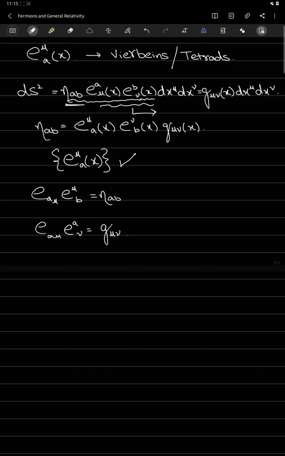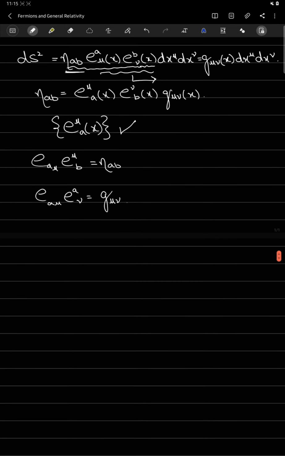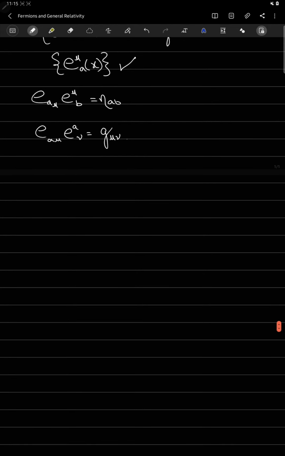Furthermore, there also exists an additional symmetry of transformation on the Lorentz indices, that of local Lorentz transformations. Under that additional symmetry, the vierbein transforms as e prime mu B of x is equal to the transformation lambda AB of x times e mu A of x.